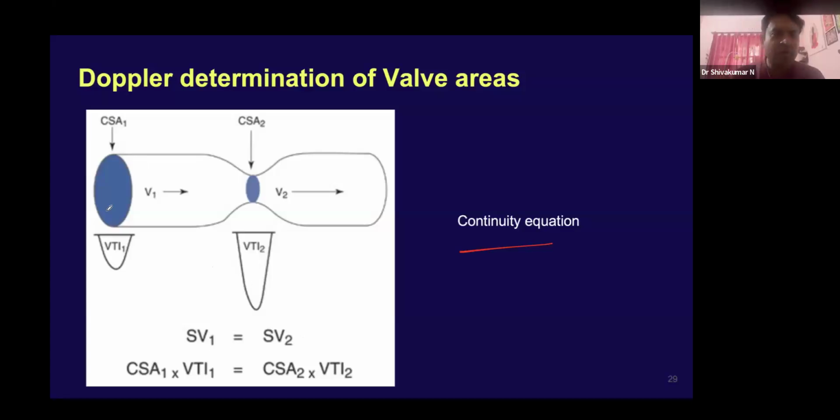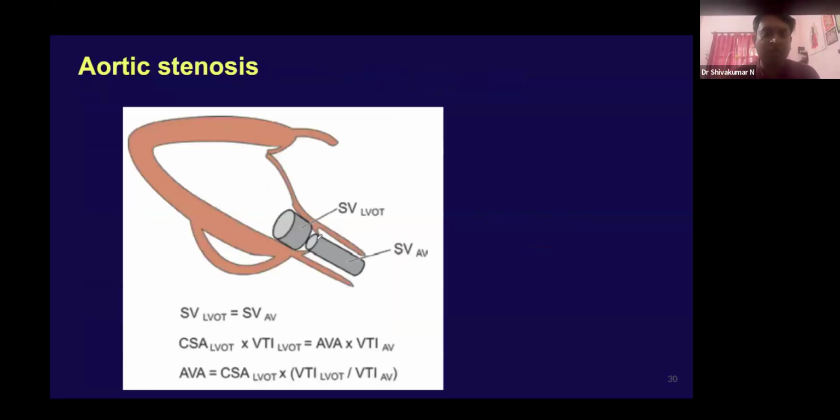If we can measure VTI over area 1 and VTI over area 2, we can put them in the formula and calculate the valve area. I'll give you an example. Suppose we want to measure the aortic stenotic valve area. This is the LVOT area, and this is the aortic valve area. The stroke volume of the LVOT will be equal to the stroke volume across the aortic valve, because the same blood flows across the same area. Stroke volume is nothing but the cross-sectional area of the LVOT times VTI.